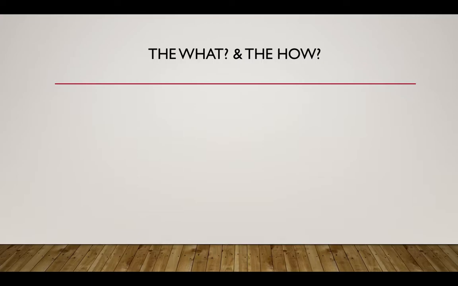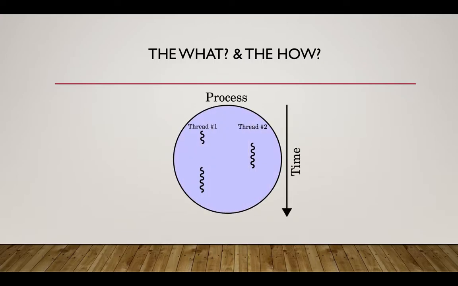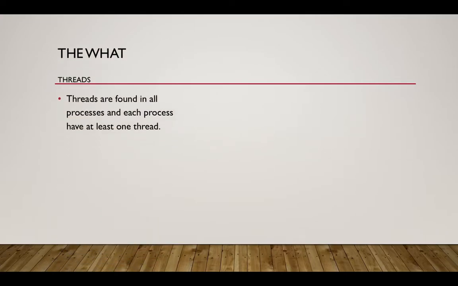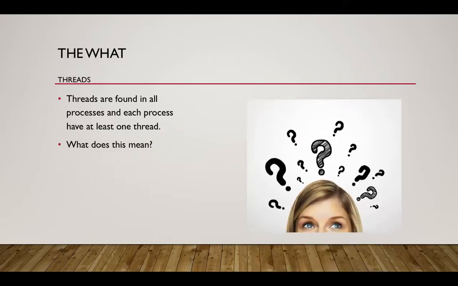The what and how. This is a diagram explaining what threads are and how they appear. What we're going to talk about are threads: how threads are found in all processes, and each process has at least one thread. What exactly does this mean?